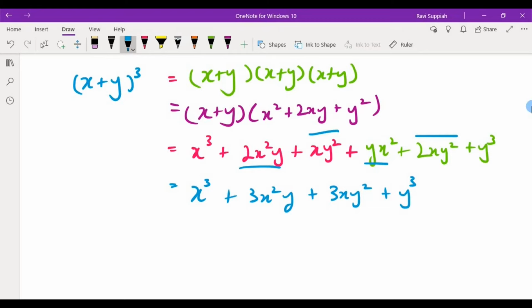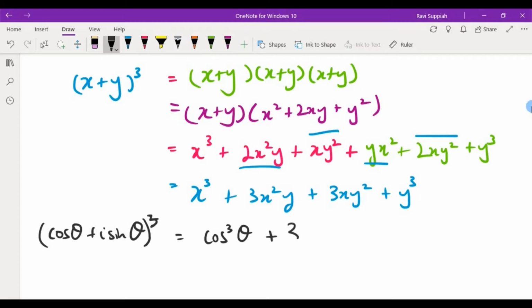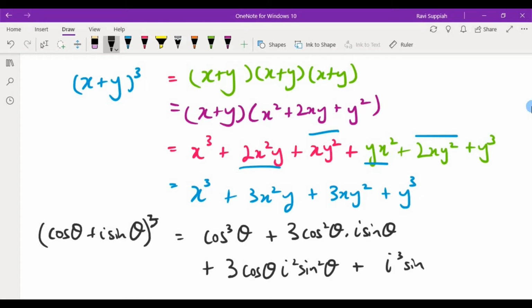Now substituting this back into the actual x and y representation, we get (cos theta plus i sin theta) cube equals, since x is cos theta, cos cube theta, plus 3x squared y, so 3 cos squared theta times i sin theta, plus 3xy squared, so 3 cos theta times i squared sin squared theta, plus y cube, so i cube sin cube theta.